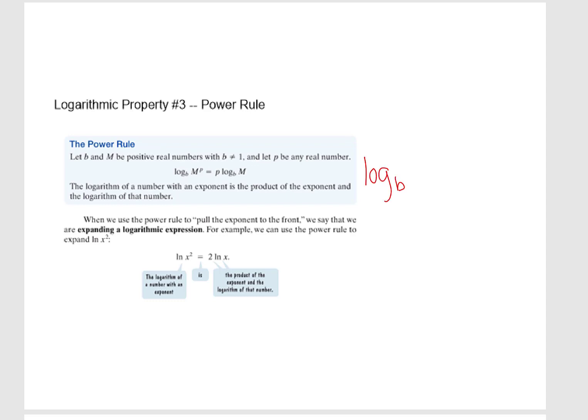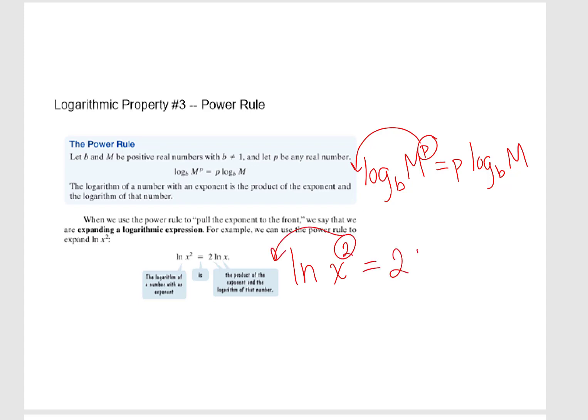If I have log base b of m to the p power, it's the same as if I said p times log base b of m. So notice that p just came around up front. Down here they show us natural log of x squared is the same: take that 2 out front, 2 times natural log of x. And you'll see where we'll start using all of these rules together.